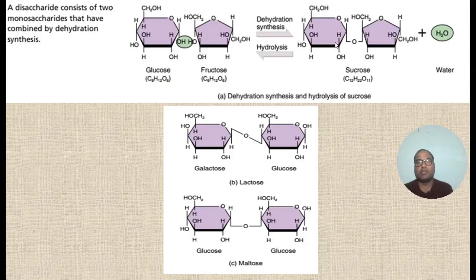If the reaction is reversed, the reverse of dehydration synthesis is hydrolysis. With the addition of water, this disaccharide molecule, sucrose, gets hydrolyzed into two simpler monomeric units like glucose and fructose. So this is dehydration synthesis and hydrolysis of sucrose. Lactose and maltose are similarly formed: lactose from galactose and glucose units, and maltose from two glucose units, by formation of a bond between the two molecules.